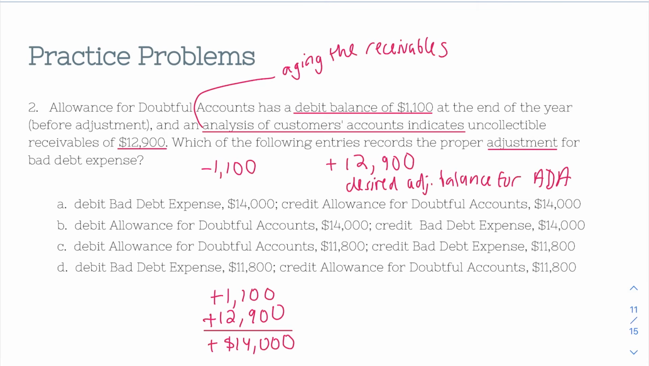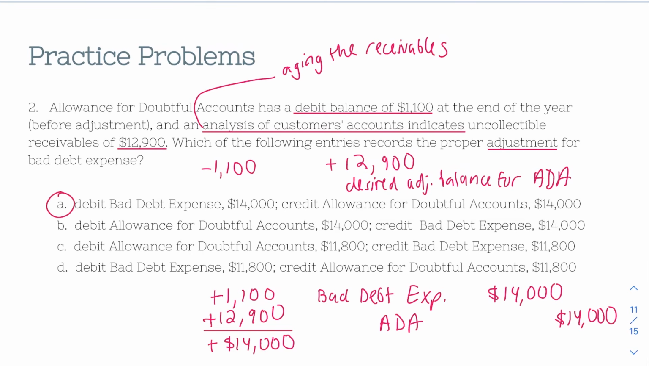And then it's just a matter of knowing what your adjusting entry always looks like, and your adjusting entry will always look like bad debt expense is debited for $14,000 and allowance for doubtful accounts is credited for $14,000. And that is going to be A. Okay.